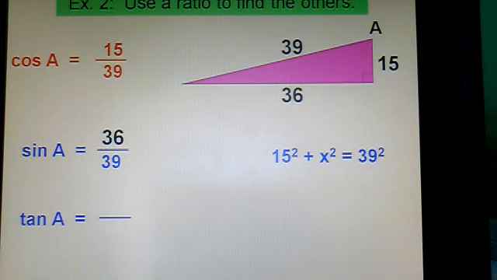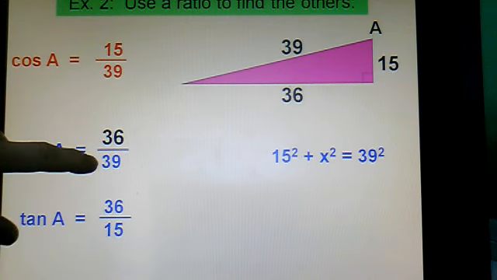Tangent of A, that's obvious. That's your opposite over adjacent now, so that's 36 over 15. And I know you would never leave your answers like this because you know they're not reduced. Think about what number goes into both of these, and you can reduce these fractions to simplest form, as I would expect you to do on a test or a quiz.